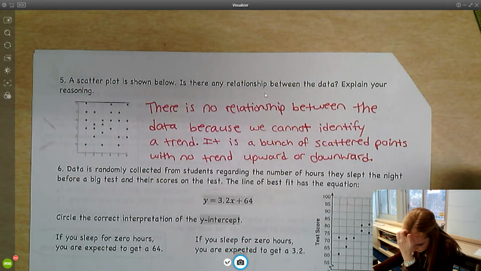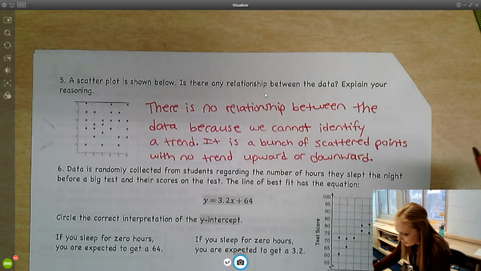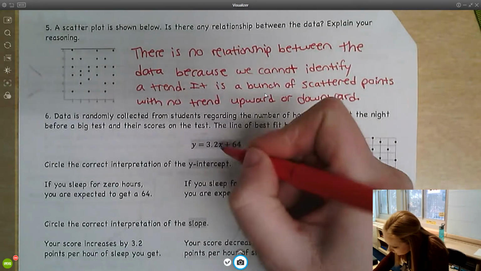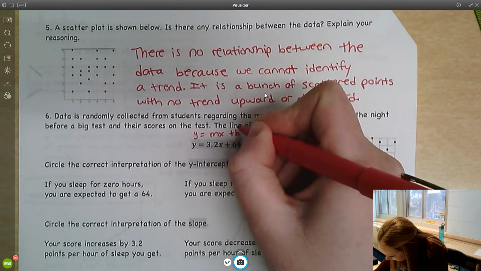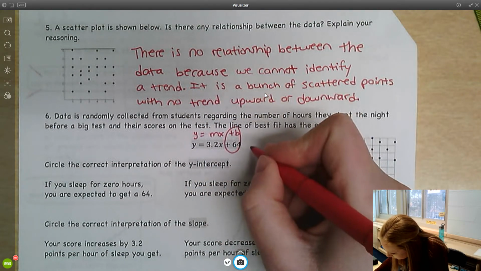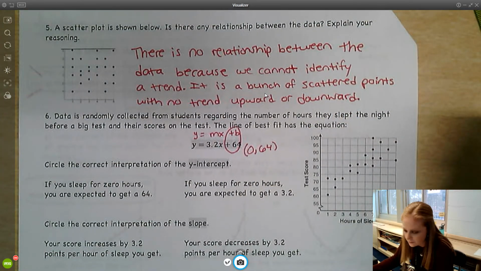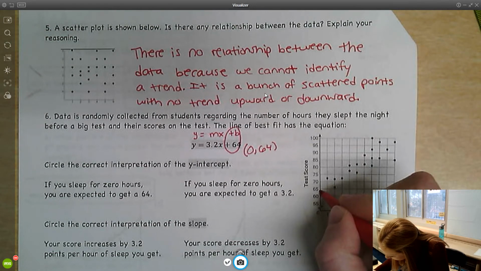Data is randomly collected from students regarding the number of hours of sleep they got before a big test and then their scores. The line of best fit has this equation. Okay, what is the y-intercept? Interpret the y-intercept. So our y-intercept would be right here. The point (0, 64) is our y-intercept. So what that means is the point right here.